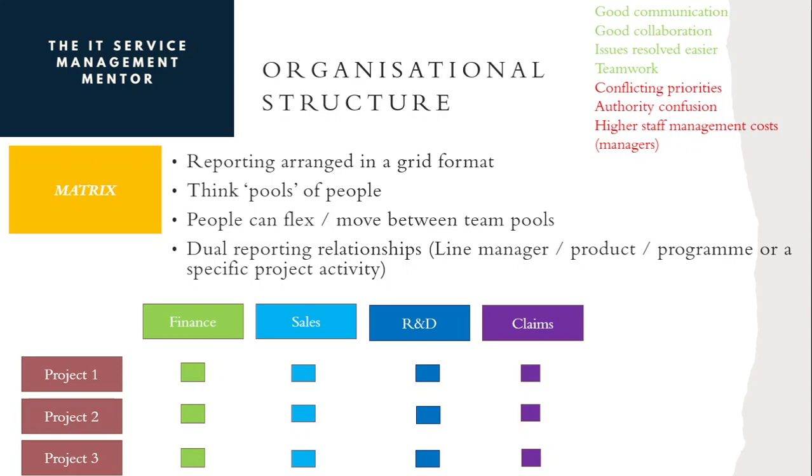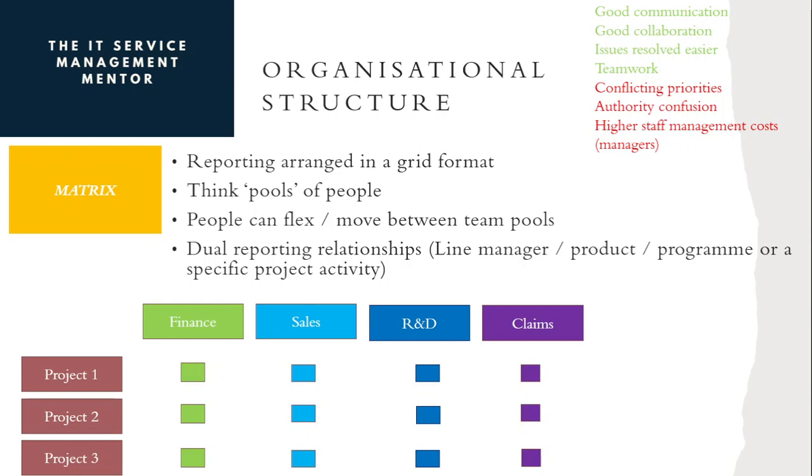So we can see here with this diagram I put together, on the left hand side you've got 3 different projects, and then you've got finance, sales, R&D and claims. And for project 1 you may take a person from the finance pool, you may then take a person from the sales pool, you may take a person from R&D, you may take a person from claims. Next project comes along, project number 2, likewise you can take resources from those pools of people.